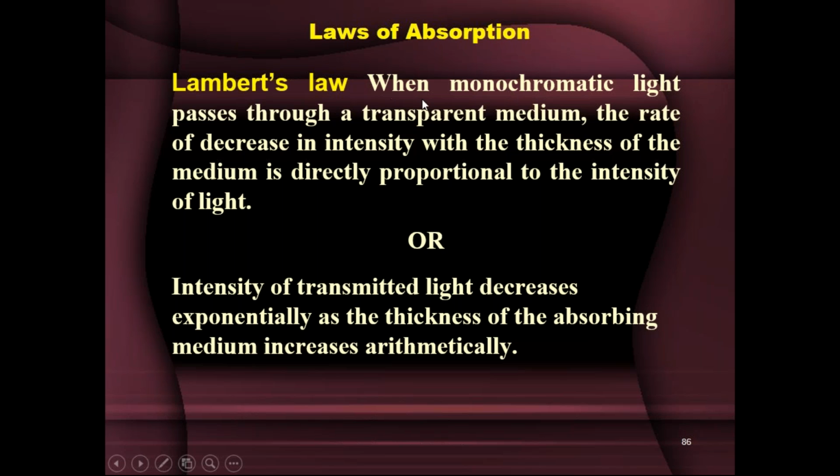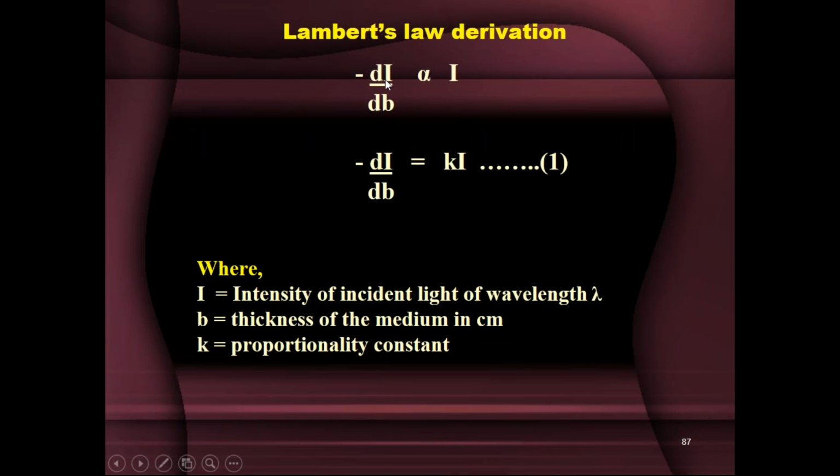What did it state? When monochromatic light passes through a transparent medium, that means it should be a homogeneous medium. There should be no suspended particles. The rate of decrease in intensity with thickness. So here you see the rate of, why the negative sign? Because it is the rate of decrease in intensity with thickness. That means as thickness increases, the intensity decreases. So it's an opposite effect, and therefore we put a negative sign.